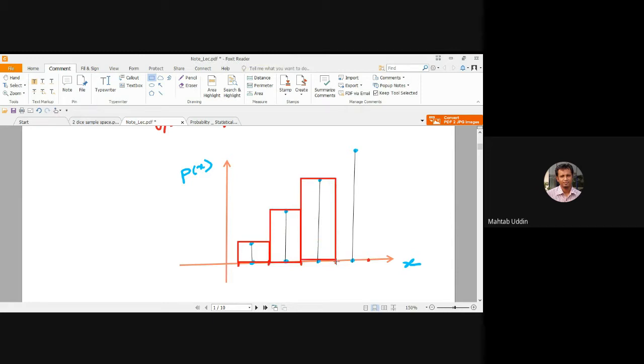Height of the rectangular boxes are what? They are called histogram. If you have different color pens, you can sketch the histogram and line graph on the same graph. But if you haven't the color pens, you have to sketch them separately. Do you understand what I have said?